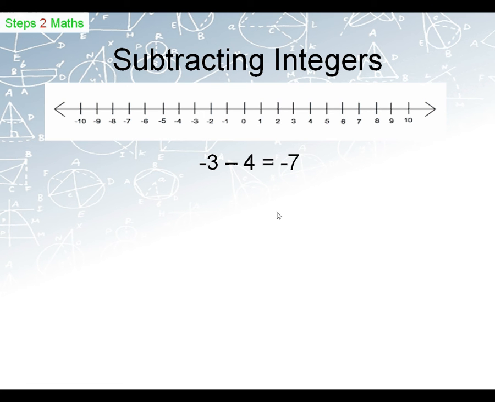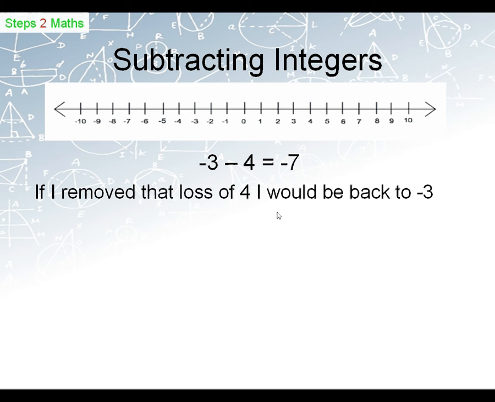We're still looking at integers, and in this video we'll be looking at subtracting integers. You've already gone through the adding and subtracting, the multiplying and dividing of integers. So you know that if you start at -3, if you're 3 down, and you go down another 4, you're at -7. So -3 take away 4 is equal to -7.